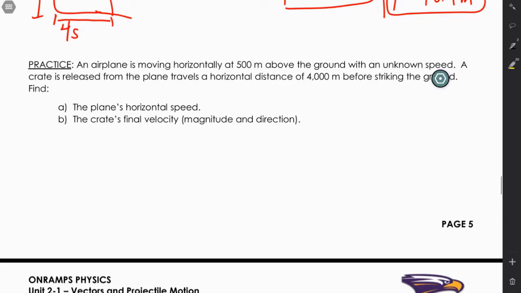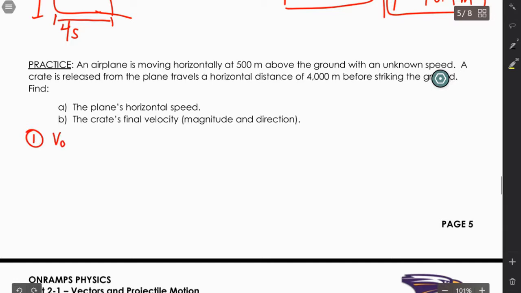Now, when you get these problems, remember, projectiles will assume the speed of the moving vehicle. So even though we don't know much about the plane, if we know how fast that object was traveling when it was released, we have the speed of the plane. Okay, because they assume the velocity of their vehicles.